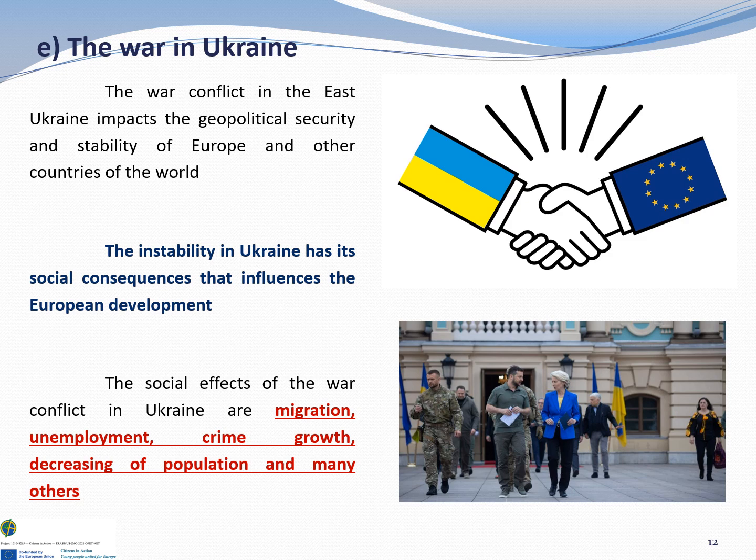The social effects of the war in Ukraine are migration, unemployment, crime growth, decreasing of population, and many others. It has been described that the social dimension of the war conflict in Ukraine has its influence on European stability and geopolitical situation, especially related to the problems given by the Ukrainian migration and the rise in prices of essential goods, leading to subsequent inflation.